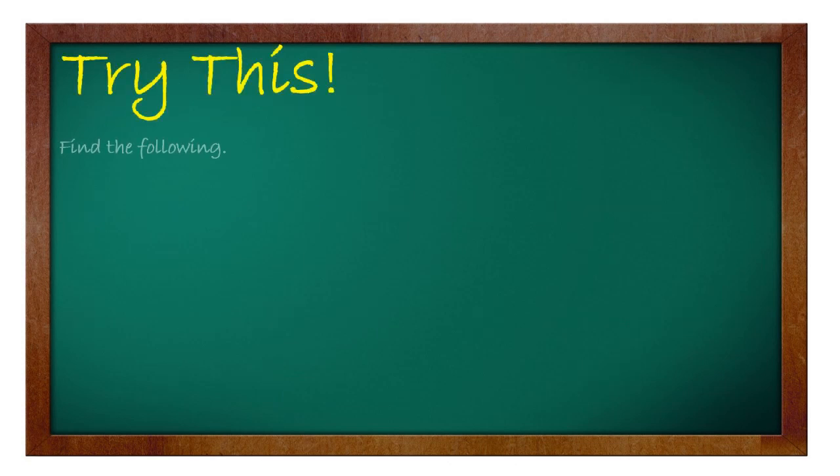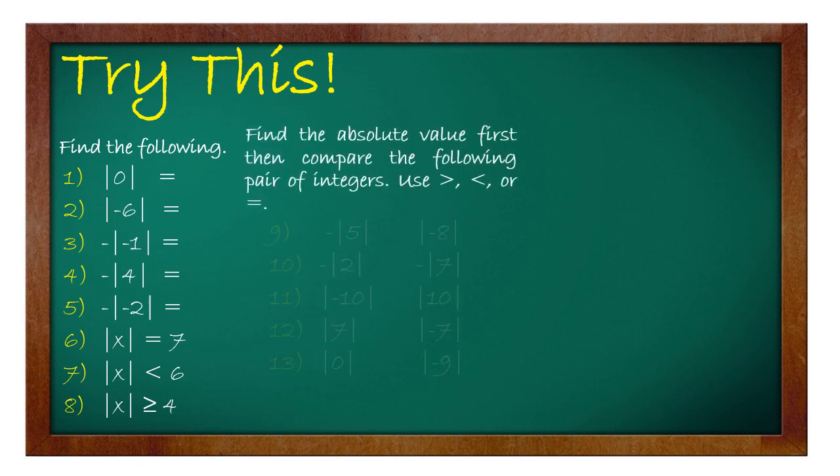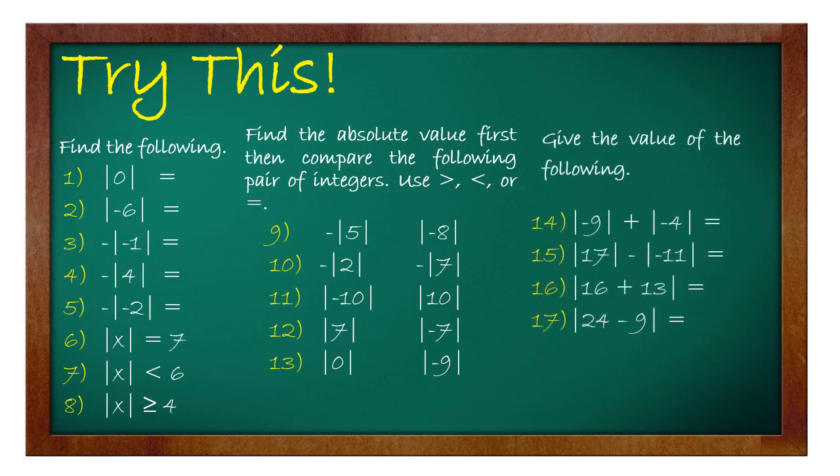Now, I want you to try this. Okay? So, find the following for numbers 1 to 8 and then compare the following absolute value for numbers 9 to 13. And then, I want you to compute numbers 14 to 17. I-post mo muna yung video, then sagutan mo. Then, once na may sagot ka na lahat, pwede mo na ulit i-continue yung video na to.